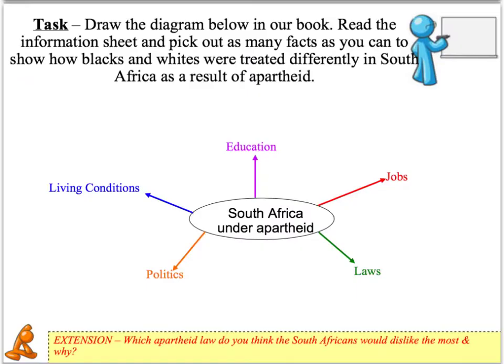Your task now is to draw the diagram illustrated below. Read through the information sheet that you have been provided with and pick out as many facts as you can on how blacks and whites were treated differently in South Africa as a result of apartheid. For each one, please be aware again of how both blacks and whites were treated differently. You can use the colours provided on this diagram, if needs be, in order to colour code the information on the reading sheet to identify which parts of the reading are relevant to this particular task.